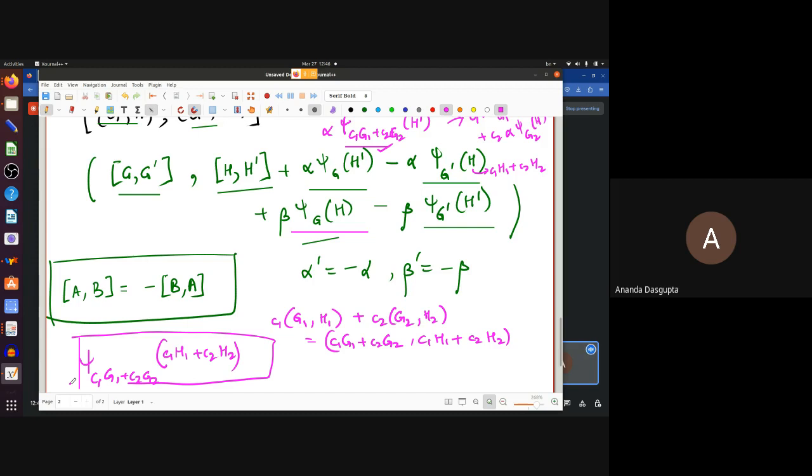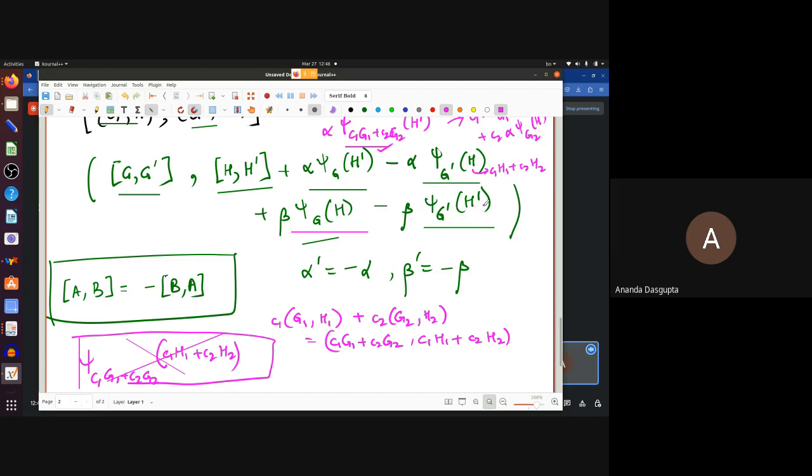Will this give me a linear combination with C1, C2 as factors? We'll have C1 squared, C1 C2, and C2 squared. In fact, you will get four terms: C1 squared, C2 squared, C1 C2, C2 C1. This is not a linear thing. And similarly for this, actually.